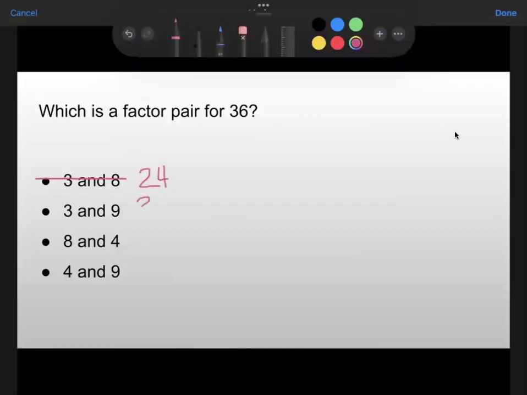3 times 9 is 27, which again is not 36, so we could cross that off. 8 times 4 is 32, which is not 36. So it's got to be the last one. 4 times 9 is 36, which is exactly what we're looking for. So from this list, the factor pair for 36 would be 4 and 9.